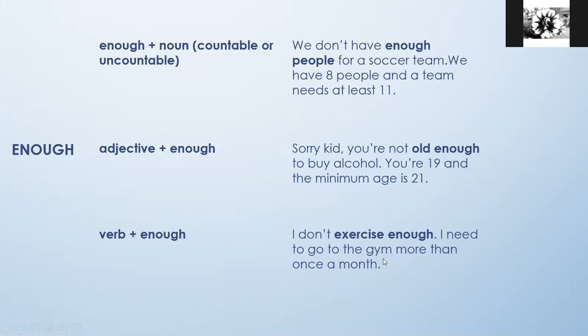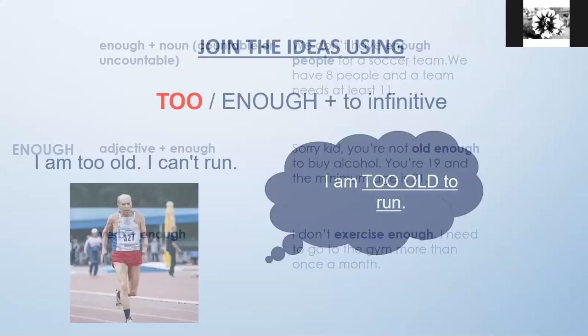So I need to sleep more than 5 hours. I need 8 hours. We need to sleep 8 hours. So when you sleep 5 hours, it means you don't sleep enough. So you can use verb plus enough. You got it? Understand? Yes, sir. Good. I hope you can understand.